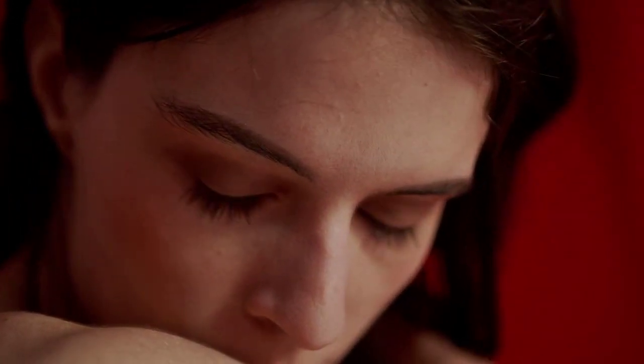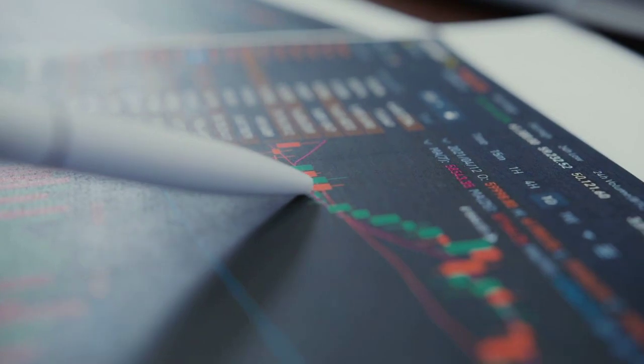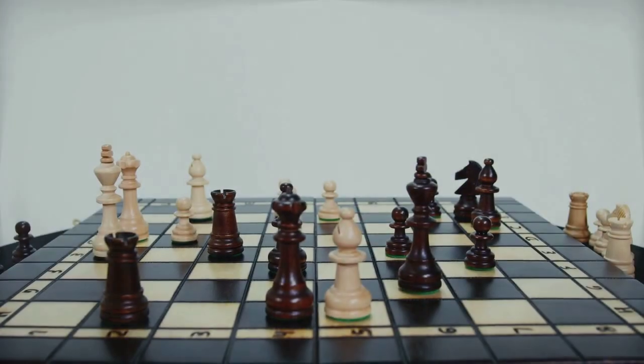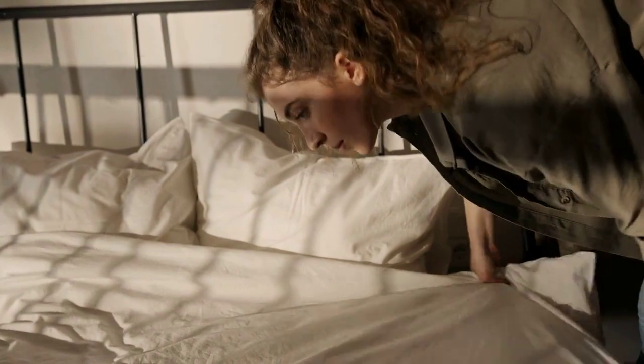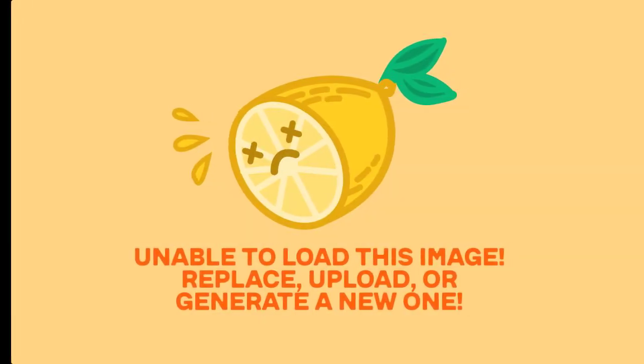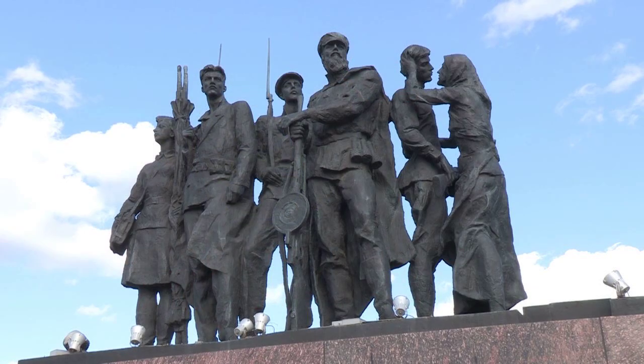The antebellum period saw South Carolina become a hotbed of pro-slavery sentiment. The invention of the cotton gin in the late 18th century revitalized the state's economy, making cotton king and increasing reliance on slave labor. This economic dependence fueled the state's leadership in the secession movement. In 1860, South Carolina became the first state to secede from the Union, leading to the Civil War.